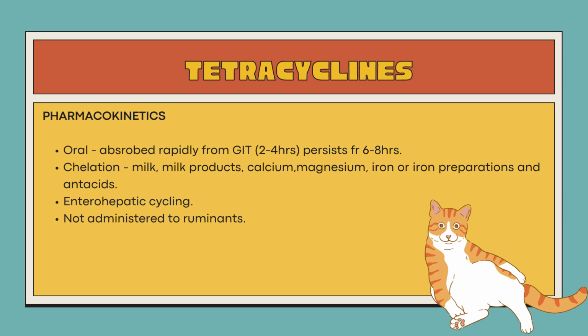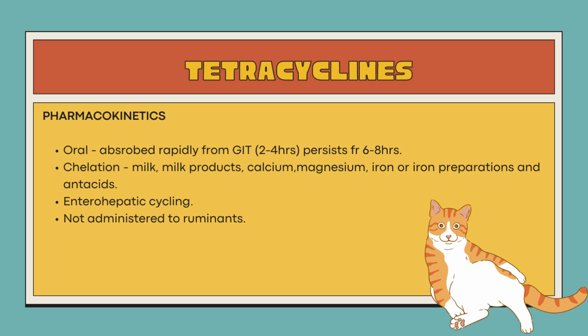Moving on to the pharmacokinetics of tetracycline. Tetracyclines are administered orally, parenterally, mostly intramuscularly and intravenously, and also topically. Following oral administration in carnivores, the drugs are absorbed rapidly from the GIT, reach peak plasma concentration within 2 to 4 hours, which persists for 6 to 8 hours.